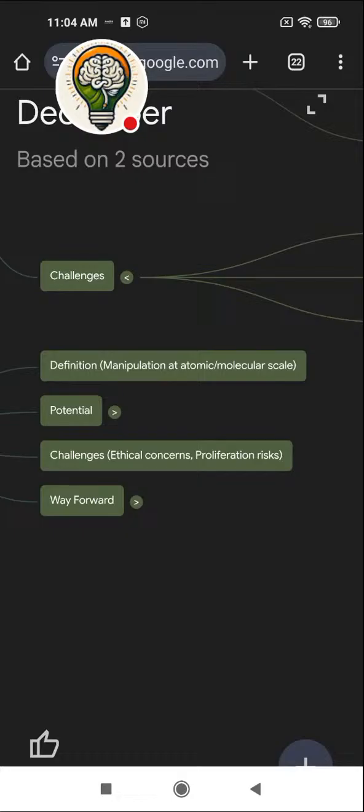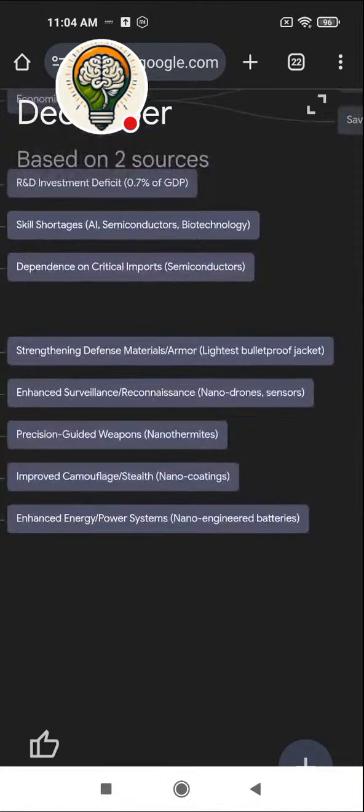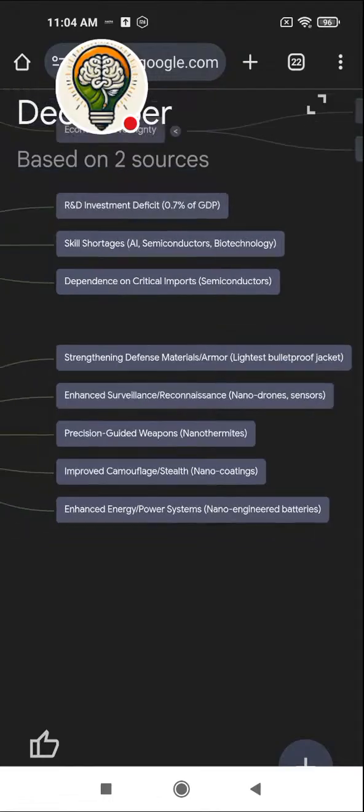So the defense manipulation at atomic and molecular level, and potential of nanotechnology. So strengthening defense material, armor, lightest bulletproof jacket, enhance surveillance and reconnaissance, nano drone and sensor, vision guided weapon, nano thermatize and improve camouflage and stealth, nano coating, enhance energy power system, nano engineering batteries.